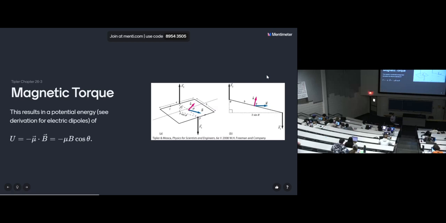Yeah, the last one was magnetic torque, this is magnetic potential energy. Well, n hat is tucked into this right here. It's tucked into mu, right? I mean, the only reason mu is a vector is because it's pointed in the direction that is perpendicular to the plane of the loop.